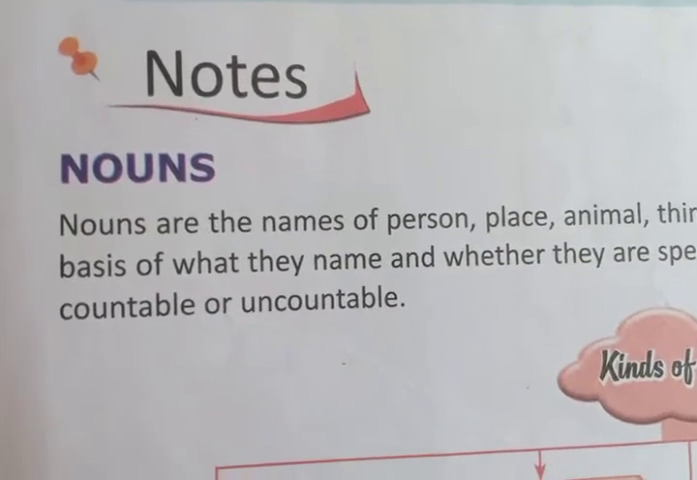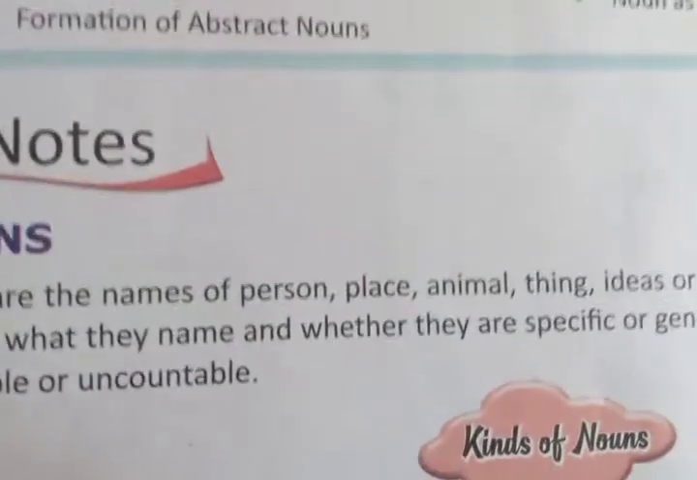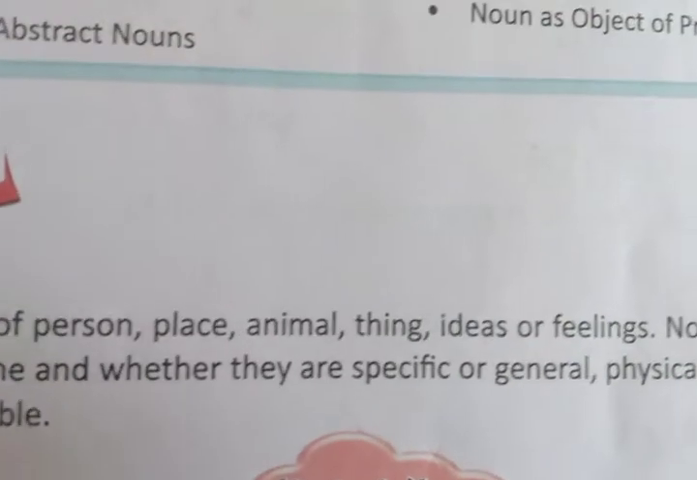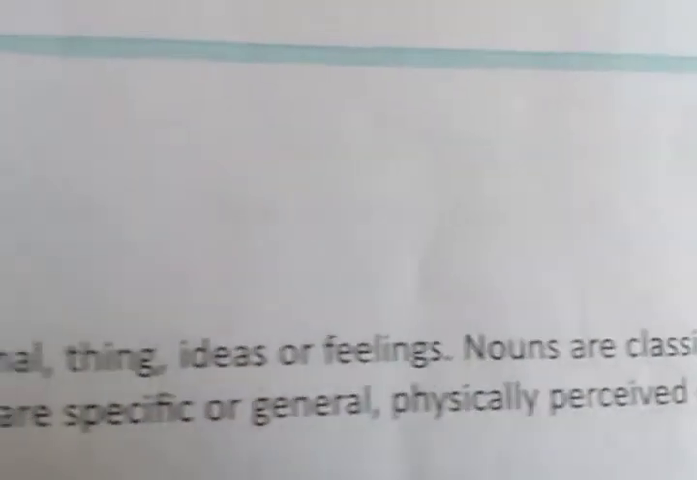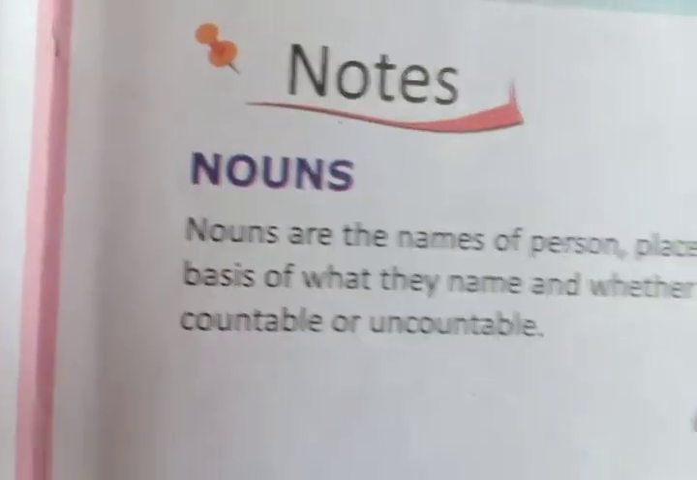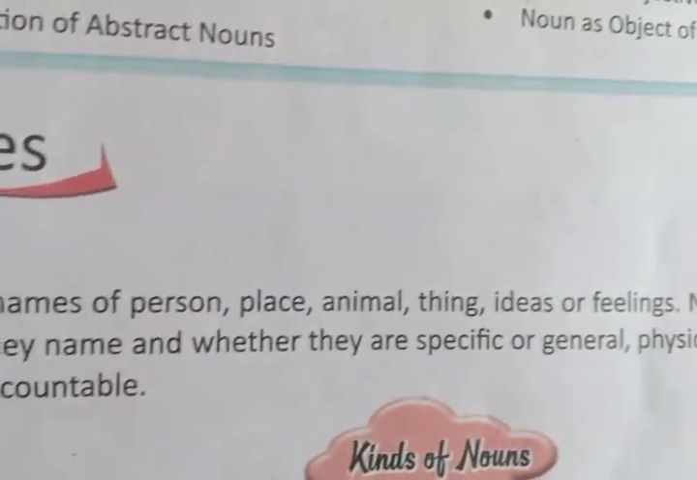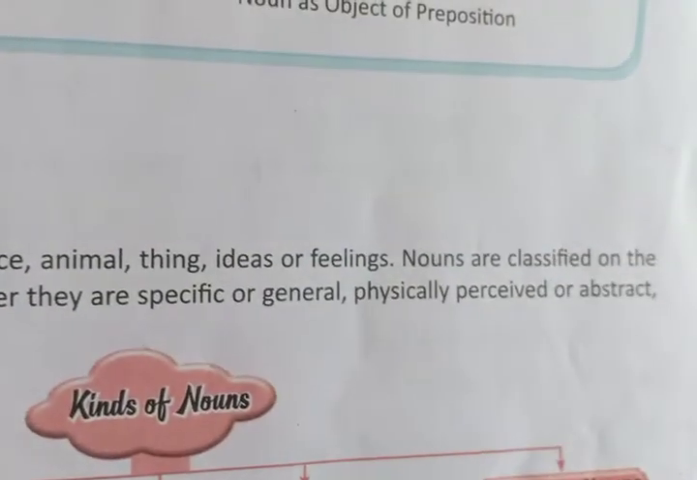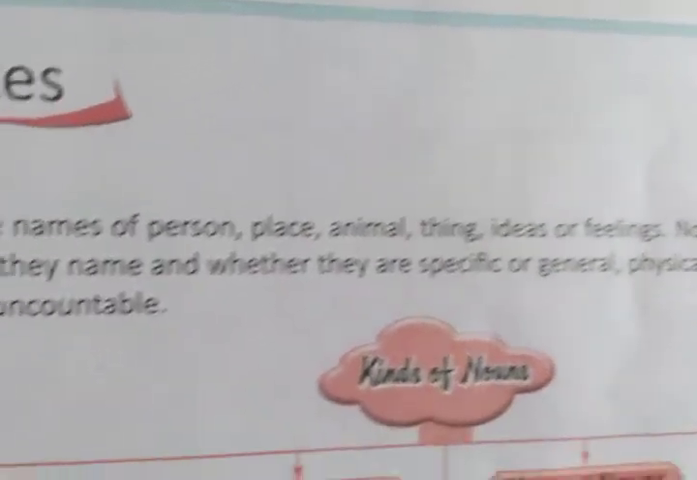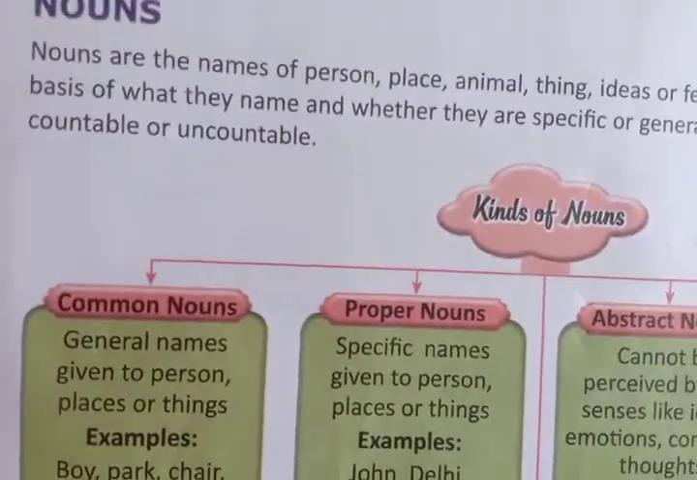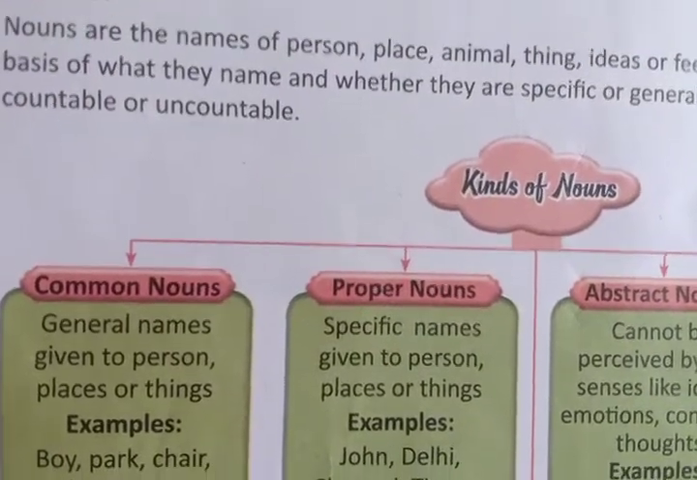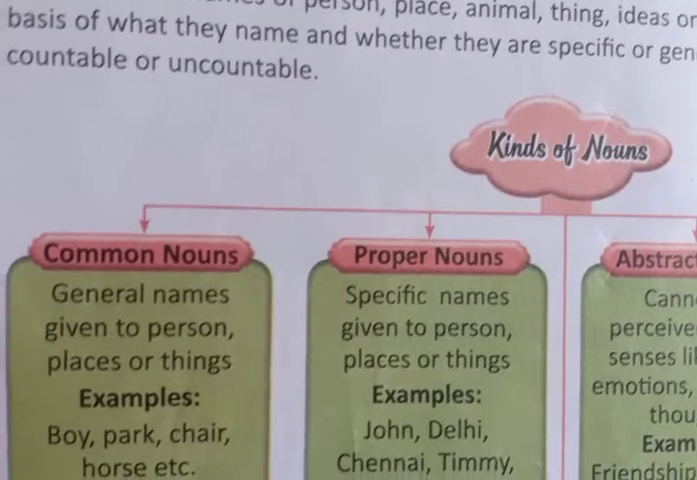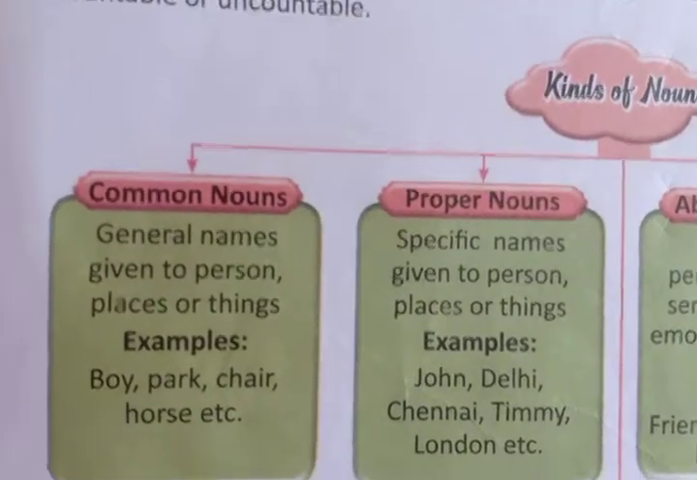So my dear students, nouns. Nouns are the names of person, place, animal, thing, ideas or feelings. Nouns are classified or divided on the basis of what they name and whether they are specific or general, physically perceived or abstract, countable or uncountable. So what are the kinds of nouns? Here we will try to recall what we have learned in the previous class and what is given in this book.